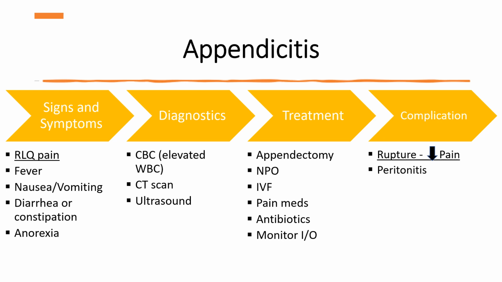Common diagnostics for appendicitis include a CBC, which would have elevated white blood cells, a CAT scan, which would show an enlarged appendix, or an ultrasound. Common signs and symptoms are right lower quadrant pain, or pain beginning in the periumbilical area traveling to the right lower quadrant. They'll have rebound pain, guarding. They could have a rigid abdomen, which is not good. Fevers, nausea, vomiting, loss of appetite, diarrhea, or constipation.